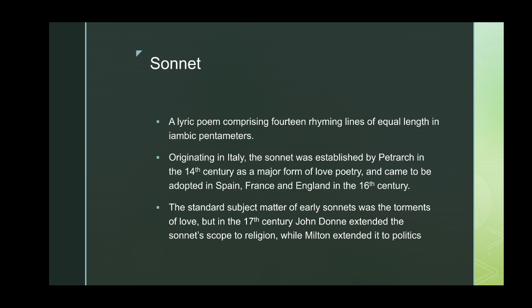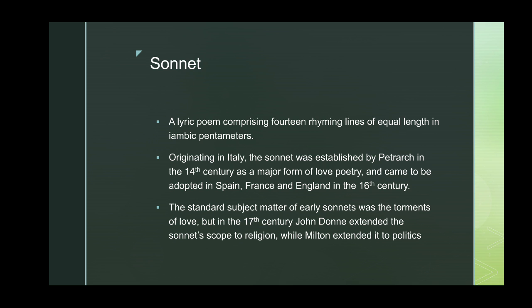If we talk about its definition, you could say that a sonnet is a poem of 14 lines and it is written in iambic pentameter. Now what is iambic pentameter? Now iambic pentameter is 5 sets of unstressed syllables followed by stressed syllables.